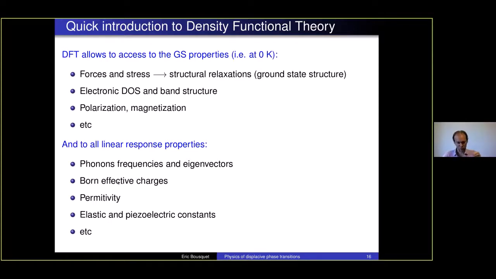Then we can also have the derivative of the atomic position with the electric field that gives rise to the Born effective charge, so how much the polarization is changed due to the atomic displacements. We can have access also to the permittivity of the system, I mean, how the polarizability changes with electric field. And we can also have access to the elastic constants, the piezoelectric constants, and so on, and many properties can be calculated out of that.